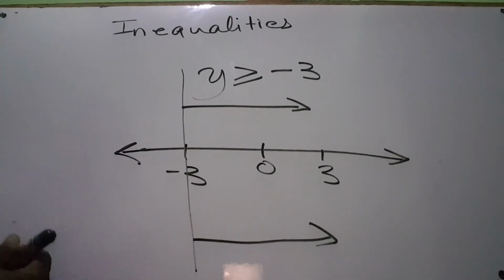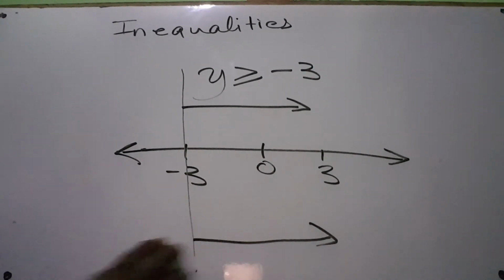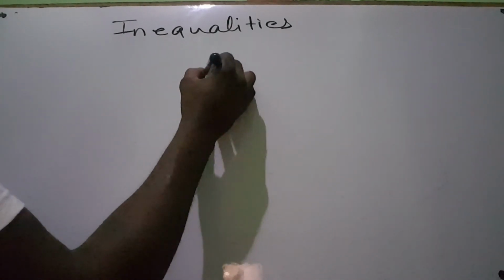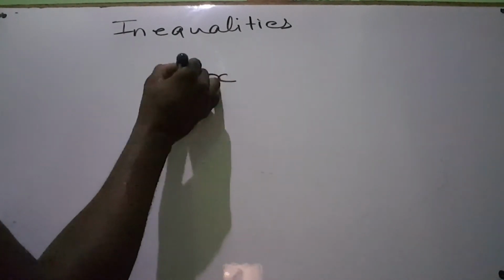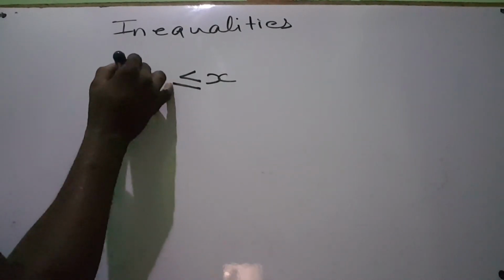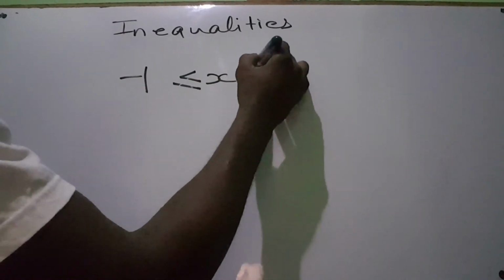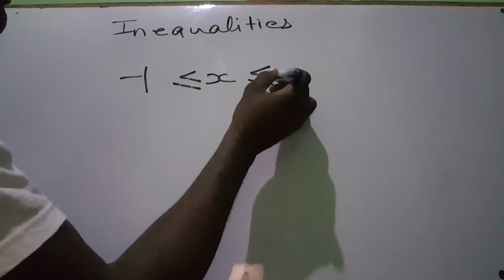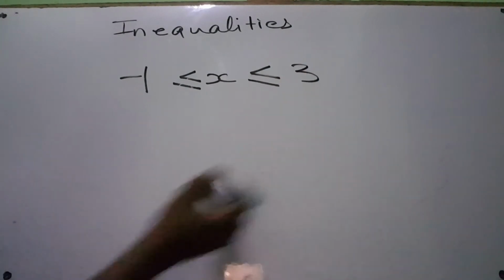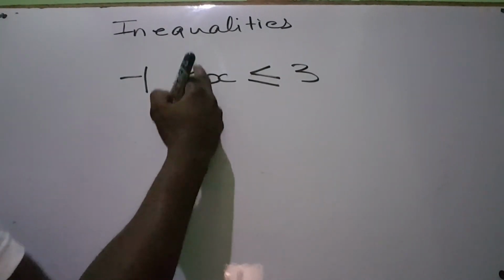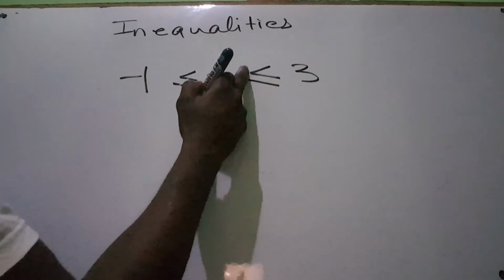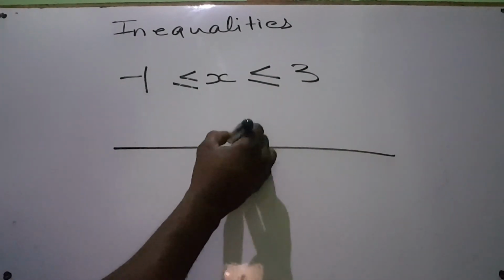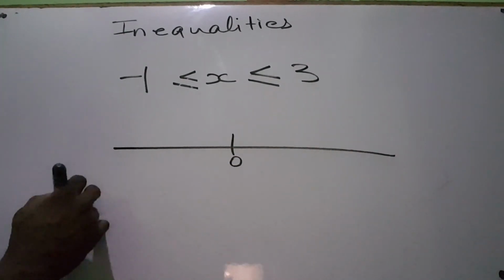Let's look at the third case. What if I see where x is greater than or equal to -1, but also less than or equal to, say, 3? So x is greater than or equal to -1, but it is less than or equal to 3. Well, let's look at that idea.